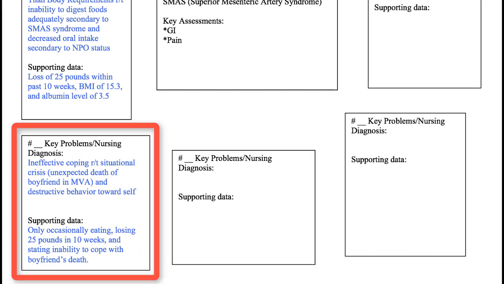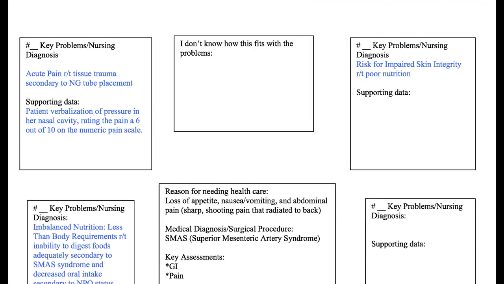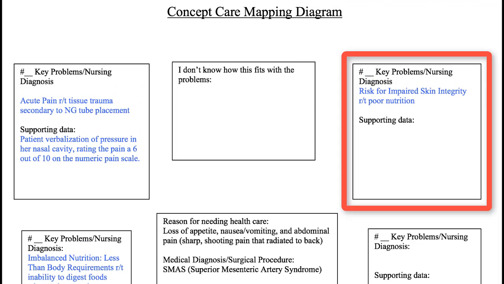Ineffective coping related to situational crisis, the unexpected death of her boyfriend, and destructive behavior towards self, as evidenced by only occasionally eating, losing 25 pounds in 10 weeks, and stating an inability to cope with the boyfriend's death. Risk for impaired skin integrity related to poor nutrition.